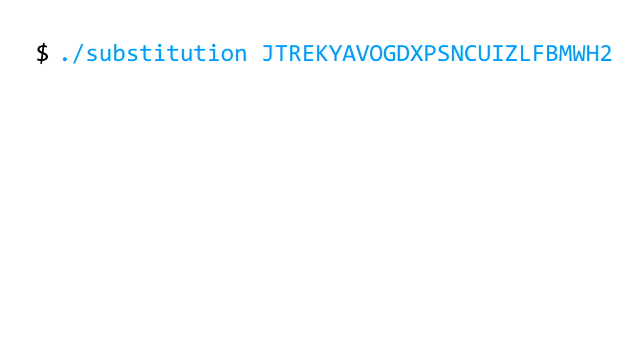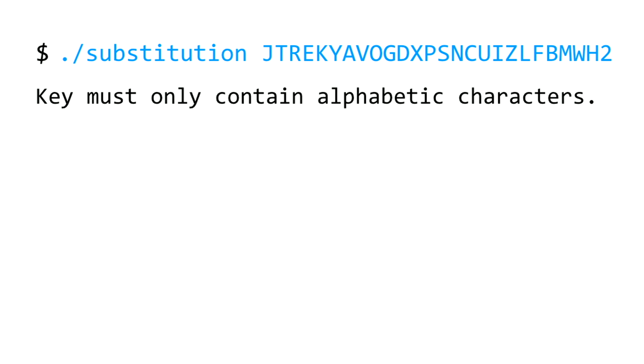Well, if the user were to run ./substitution and then provide this key, which is 26 characters, but the last character is the number 2 instead of an alphabetic character, this key is not valid, because in a valid substitution cipher, every letter should be substituted for another letter. So if any character in the key that's provided as a command line argument is not an alphabetic character, then your program should report that error, reporting to the user that the key must only contain alphabetic characters, and then returning 1, for example, to indicate that there was in fact an error.